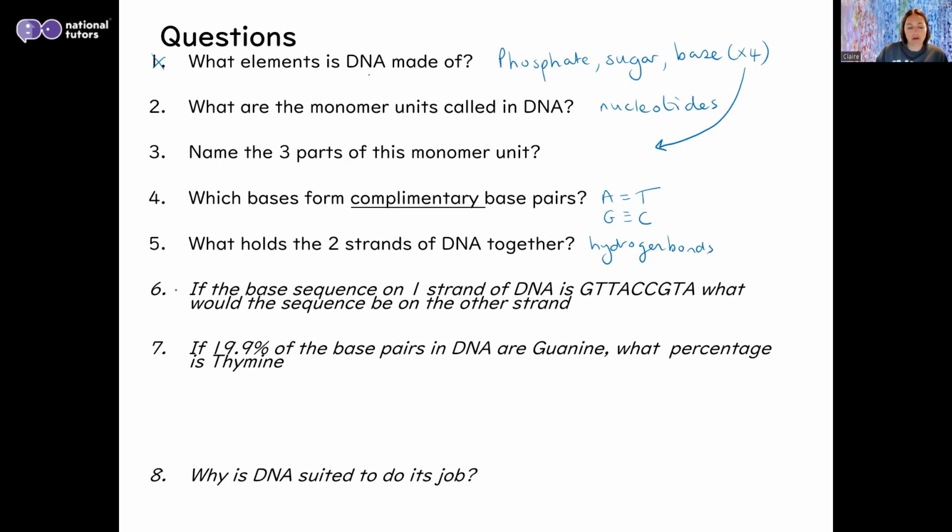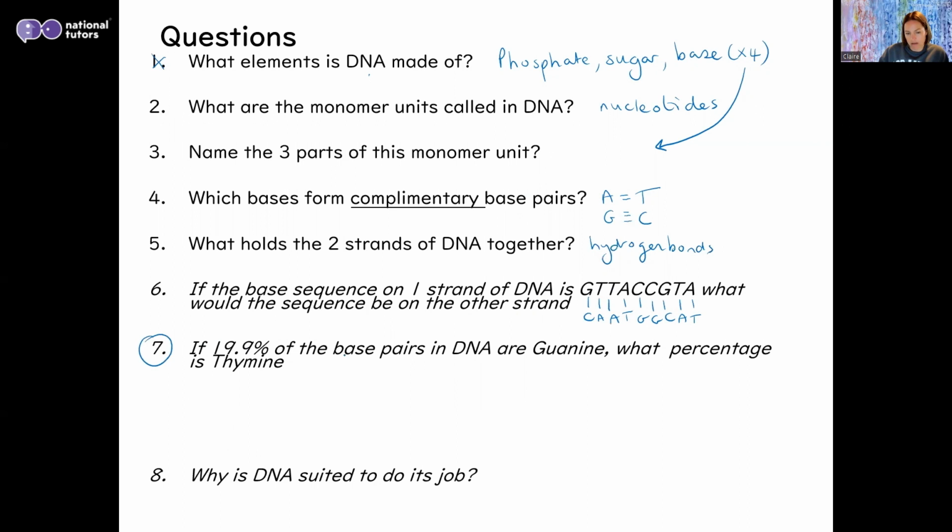And then you've got a little bit more challenging ones at the moment. So if the base sequence on one strand of DNA is GTT, what would be the sequence of the other one? So I just write them out like this: T, G, G, C, A, T. So that's just your opposites, your complementary ones. And this is quite often a question.